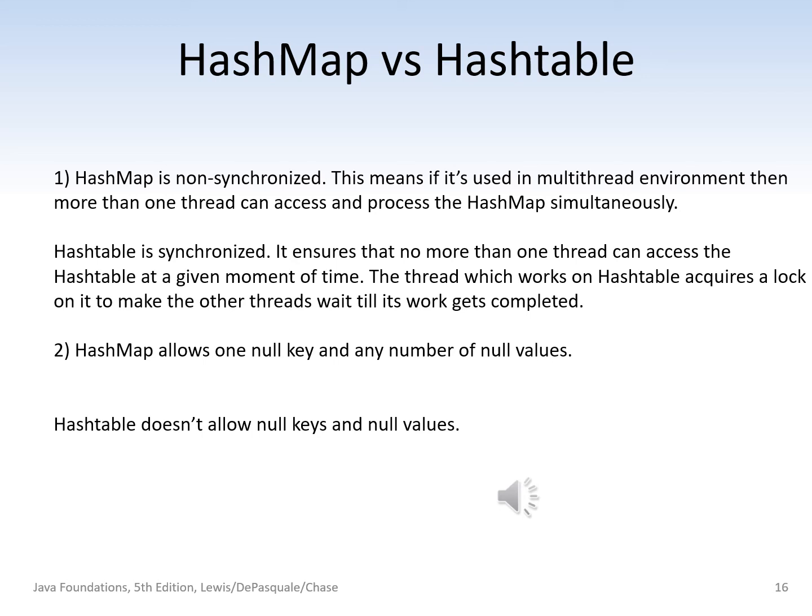A hash map allows one null key and any number of null values. A hash table does not allow null keys or null values. There's more on the next slide. Just couldn't fit it here without making it too small for me to see.